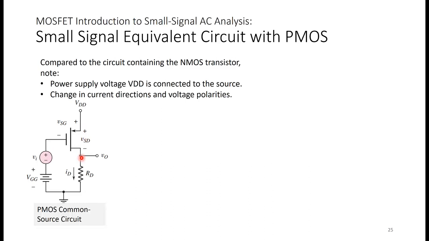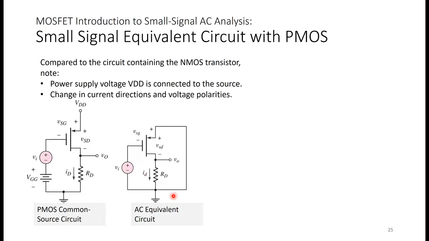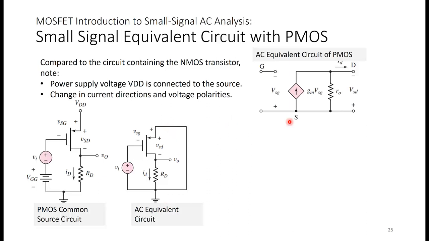This is the AC equivalent circuit. In the AC equivalent circuit, VDD becomes ground, and so does VGG. This is why it's still called a common source circuit: by right, if you look at the DC circuit, it's the drain that is connected to ground, but in the AC equivalent circuit, the source is still connected to ground.